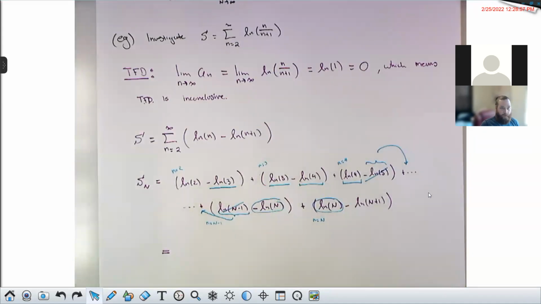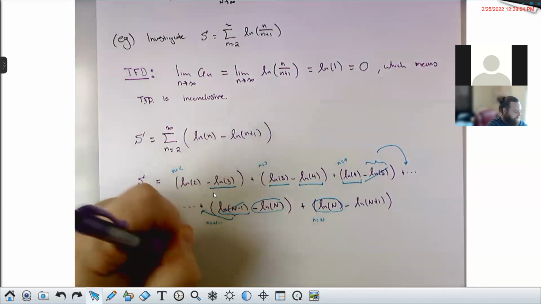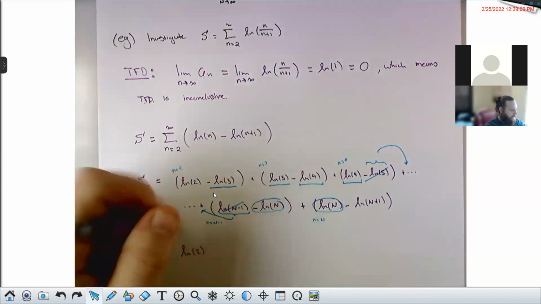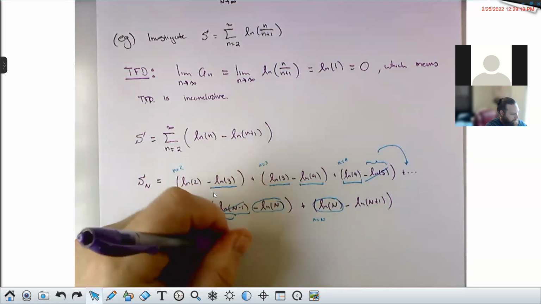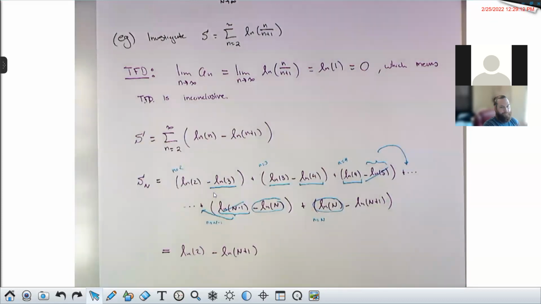So what's going to survive overall here? The very first term, ln of 2, and the very last term, minus ln of capital N plus 1. When I say we're going to write out and then simplify the capital N partial sum, this is what I mean. We're going to get a formula for Sn with no dot dot dots in it. That's what we've got here.